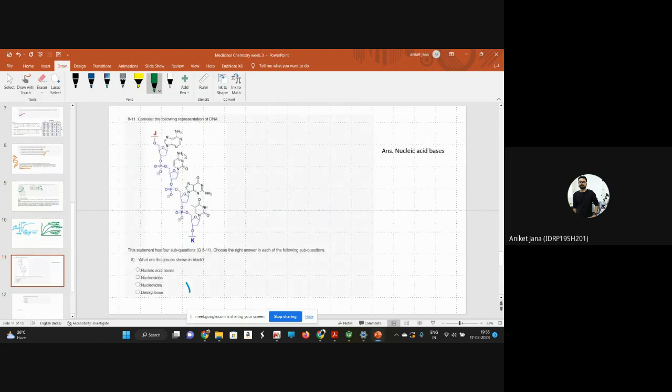Okay, so now there is a picture given here. What is this picture? Can anybody tell me? DNA. So we have to answer some questions with this picture.